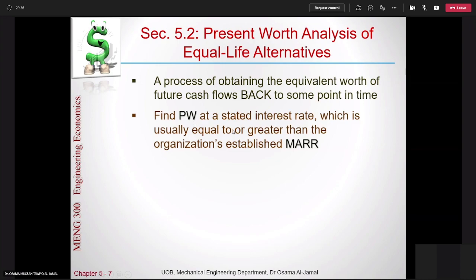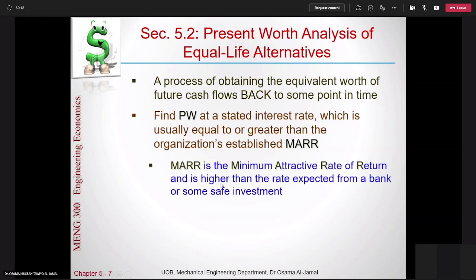Find the present worth at a stated interest rate, which is given to us, which is usually equal to or greater than the organization's established MARR. We're going to treat that MARR exactly like what we did in chapter 1, chapter 2, chapter 3, for i. The same way. Even if we're not going to write MARR, we're going to say directly i. In our standard notation, we're going to put that percentage, which is again i, equal to that minimum attractive rate of return, MARR.